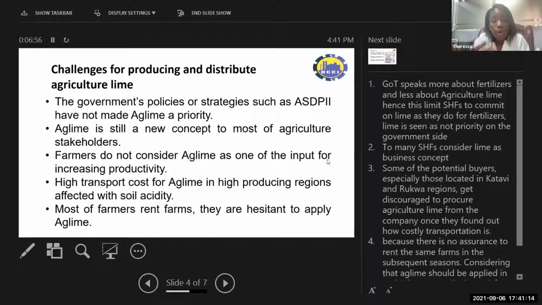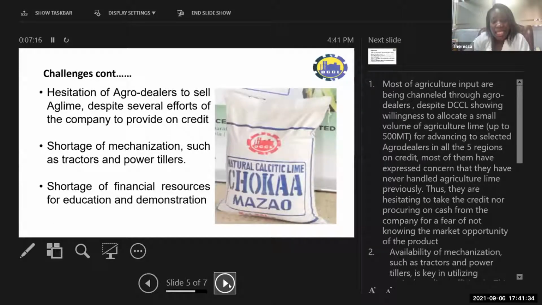It will require you to have more than 2 seasons for it to mature and to give you the best production. So since farmers don't own such property, they hesitate to apply lime because they're not sure of the next season. Another challenge that we are facing is hesitation of agro dealers. To us, as Dodoma Cement, we say that we're not going to build a new distribution channel. For so many years, the agro dealer model has been working miracles for other inputs, so we say that we're also going to use agro dealers.